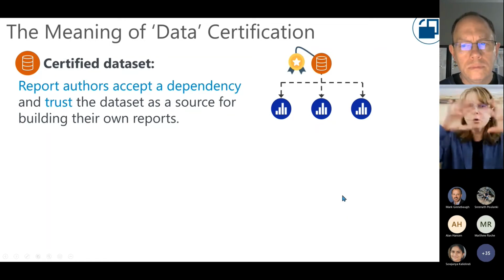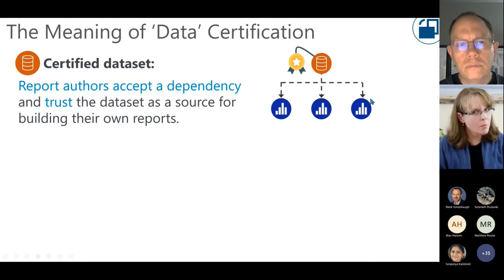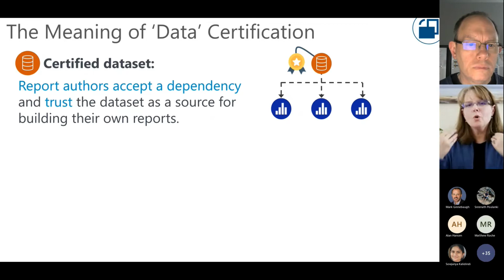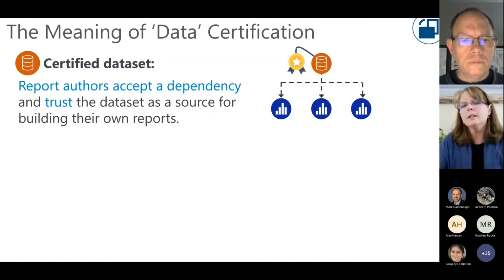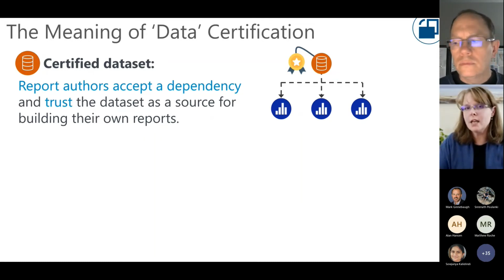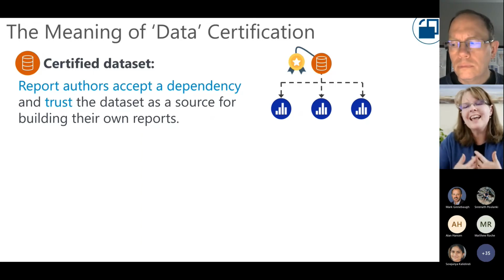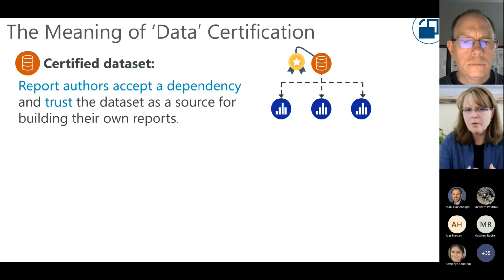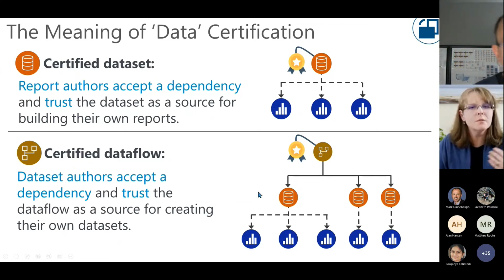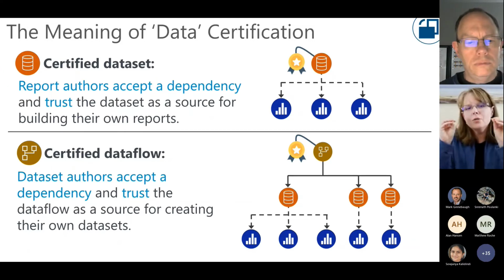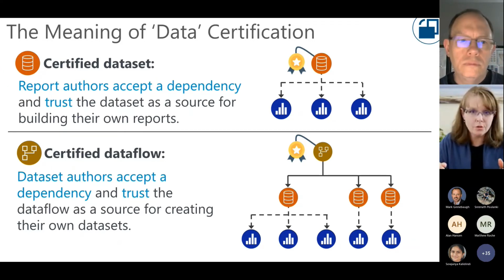When we say the first bucket, data. So let's say we want to certify this data set. The next level down is a report. So who we're actually targeting for a certified data set are report authors. And we're telling those report authors, you can use this data set, you can trust it, you can take a dependency on it with your reports because it's trustworthy. Same idea with a certified data flow. This time we're targeting data set authors and saying you can trust this data flow and take a dependency on it while you're creating your data set.